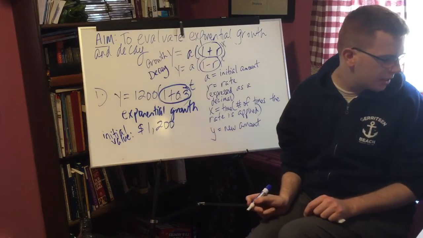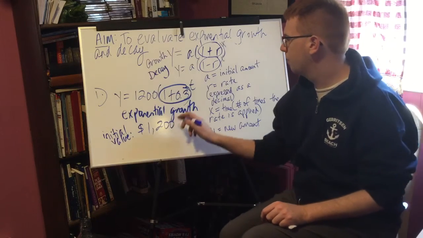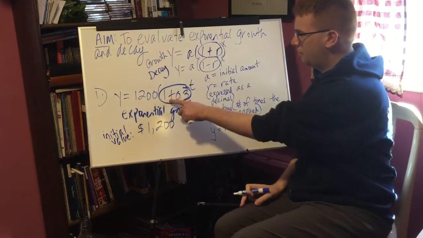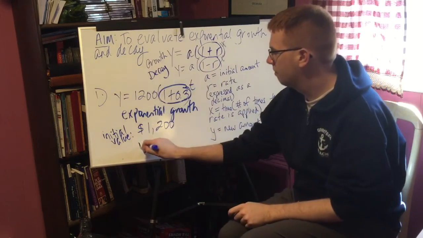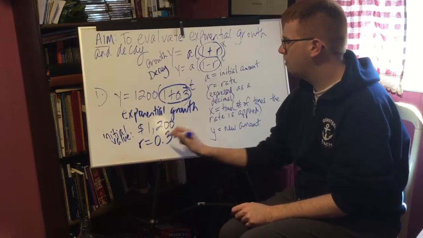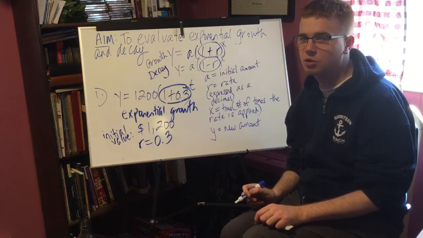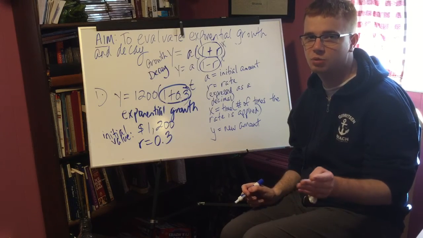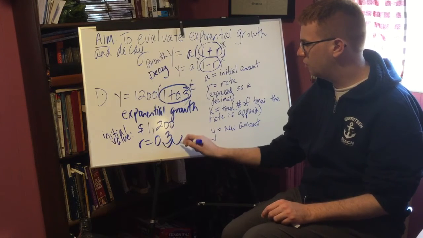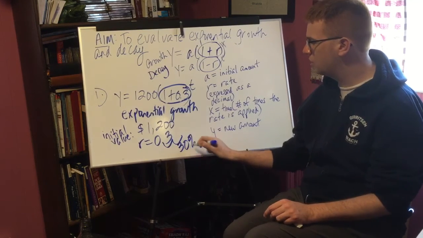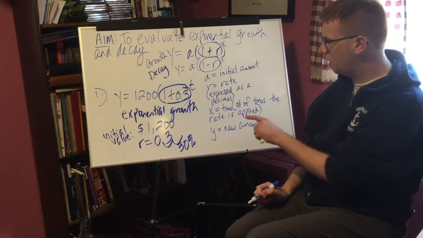And the third prompt is, what is the rate of growth? You're adding on 0.3 to 1, so the r is equal to 0.3. And remember, that rate is expressed as a decimal, so if we want to know how much of the rate that is percentage-wise, we would have to move the decimal twice to the right, which would make this 30%. It's a 30% increase each time the rate is applied.